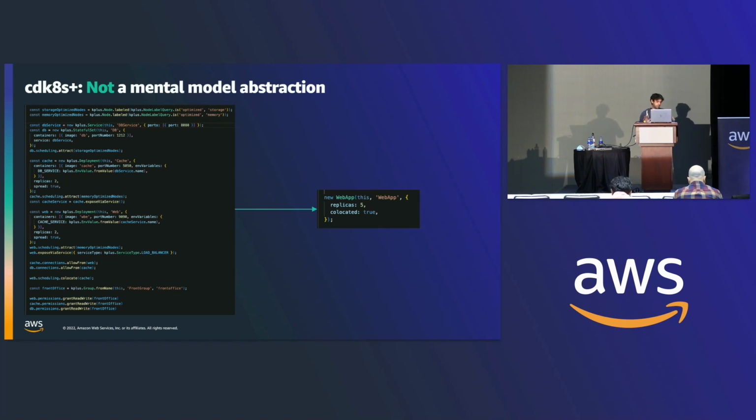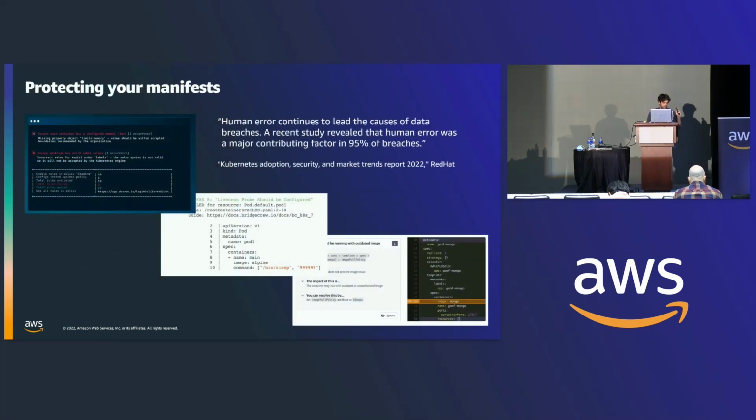cdk8s Plus is just about simplifying the core Kubernetes resource configuration. No matter what tool you use, whether it's cdk8s or you're just authoring pure Kubernetes manifests, you're going to end up with mistakes. There's no avoiding that. cdk8s Plus doesn't enforce. It lets you do whatever you want, and eventually you're going to end up with mistakes.